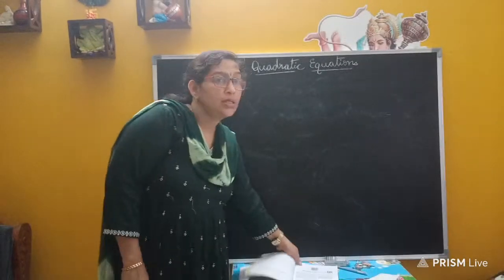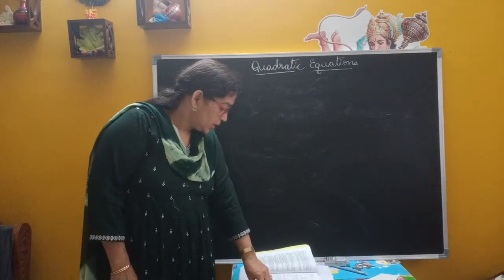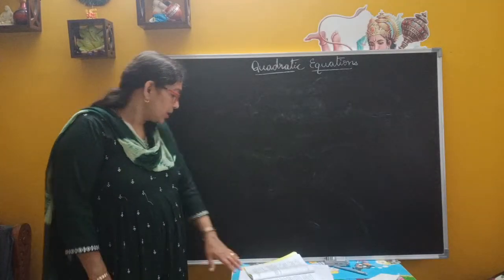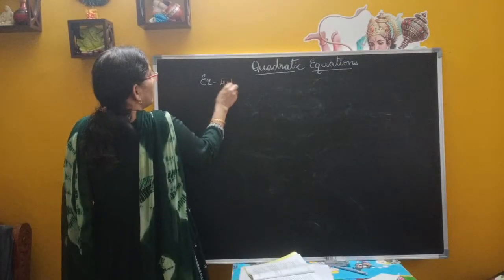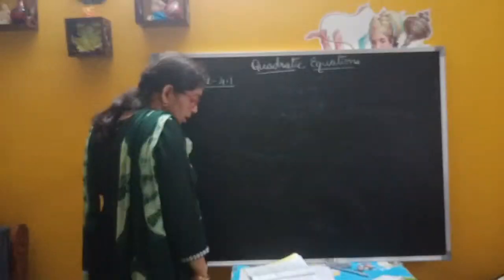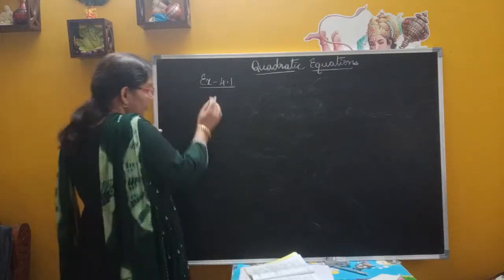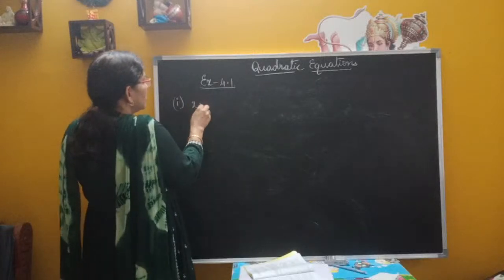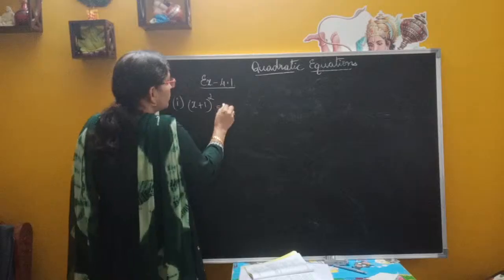That is in exercise 4.1. In exercise 4.1, the first question is: check whether the following are quadratic equations or not. Okay, let me take the first example, a simple one. First problem: x plus 1 whole square is equal to 2 into x minus 3.